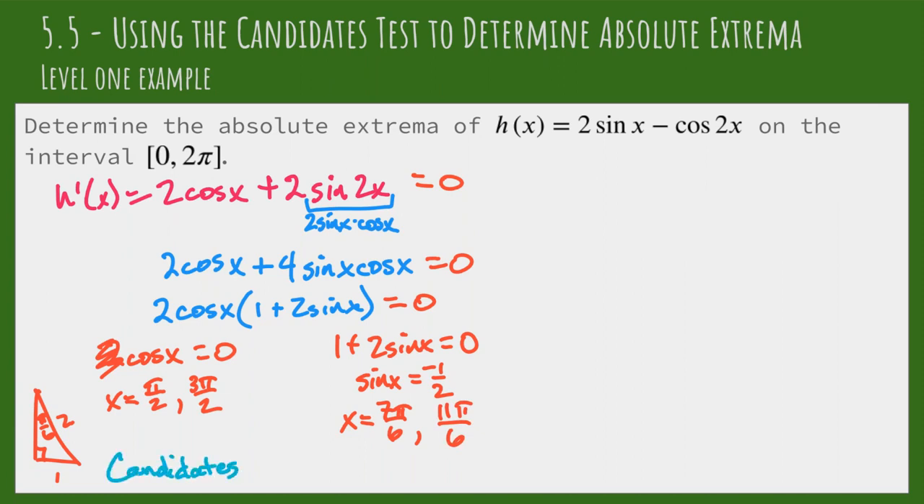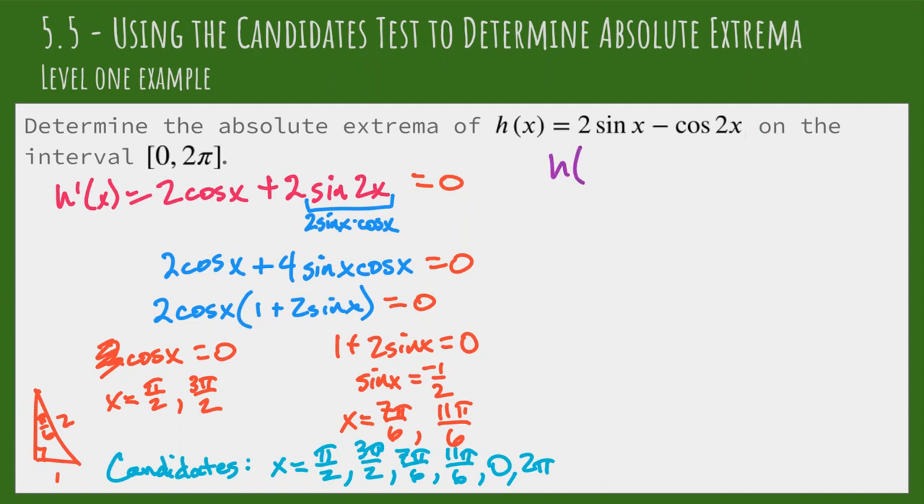So candidates are going to be at x equals pi over 2, 3 pi over 2, 7 pi over 6, 11 pi over 6, 0, and 2 pi. So we need to find the value of h of x at each of these points. So we're going to just start plugging into the function.